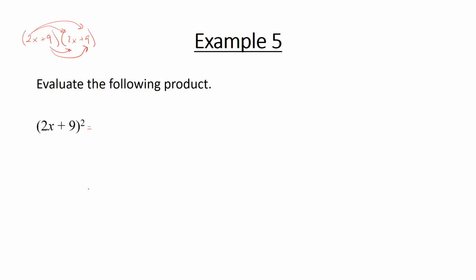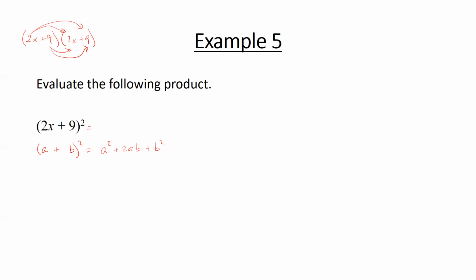But you could recognize that this is something plus something squared, right? It's something in the form of a plus b squared, where the 2x is your a and 9 is your b. And you know that the answer to that is a squared plus 2ab plus b squared.